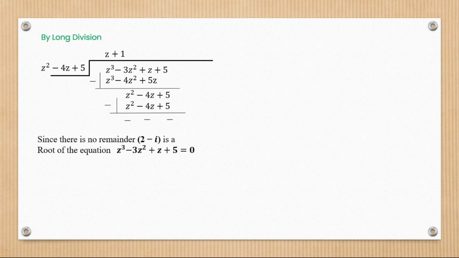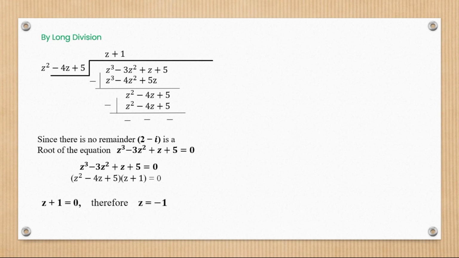Alright, so since there is no remainder, it means that 2 minus i is a root of the equation. So we can see that when we substitute the factors in, we end up having that. So we end up having z plus 1 also being equal to 0. So therefore z is also equal to negative 1. So therefore the roots are z is equal to negative 1, and then the ones that we already knew, z is 2 plus or minus i. So these are the three different roots of the equation.